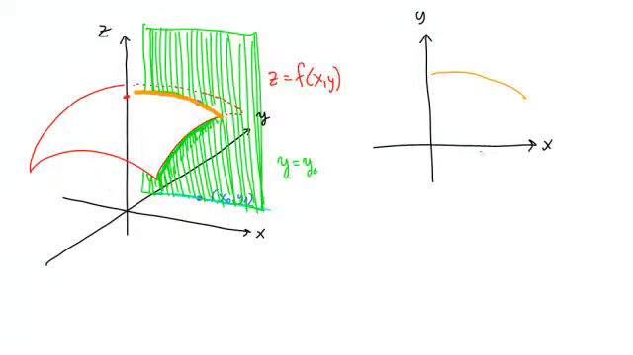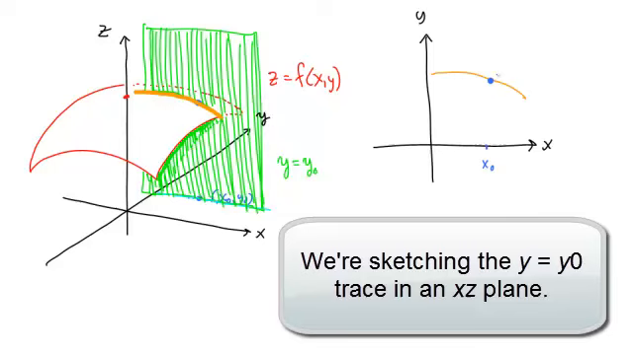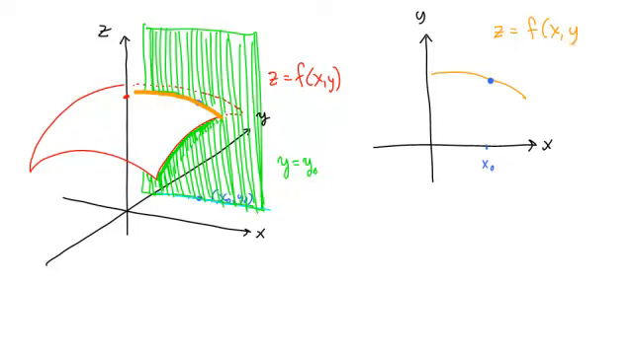I would see the point x naught down at the bottom, and I would see its y value up here. What is this curve? Well, it's on the surface, so it has to look like z equals f of x, y, but it's also on the plane y equals y naught, which means that this y value had better be the constant y naught. And so that's the graph we're looking at.